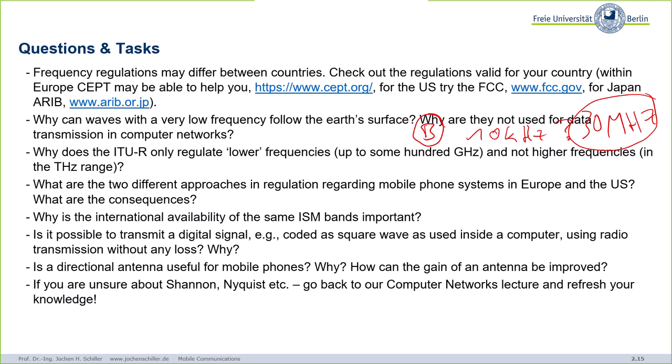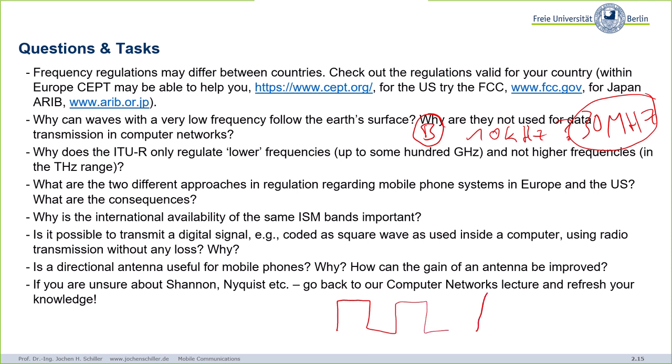Okay, and then just again a question for your better understanding. Is it possible to transmit a real digital signal? Can you do this, especially without any loss? And why? Yes, so the right question is, this is not possible. The ideal signal is not even possible inside your computer. So even inside your computer, it looks more like this; these nice rectangular waves do not exist.